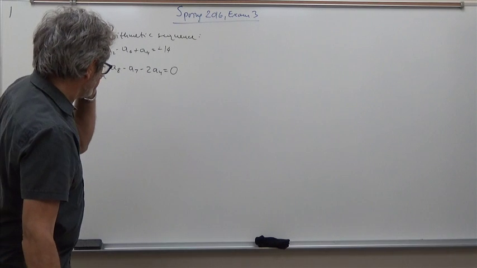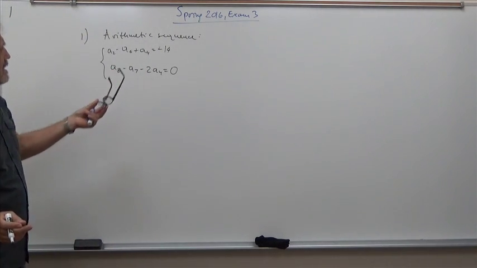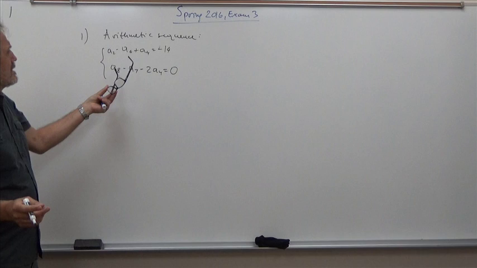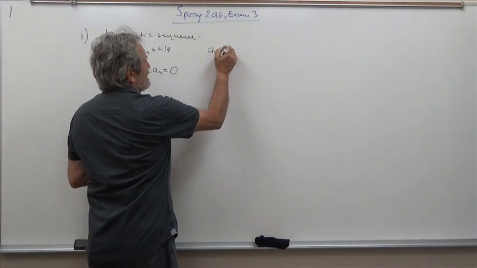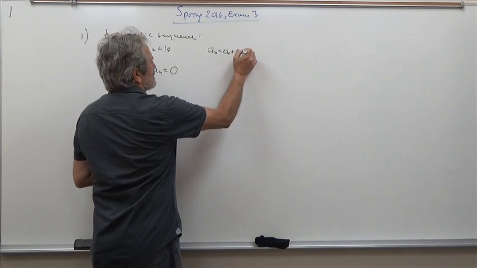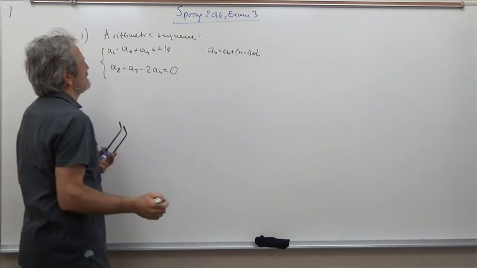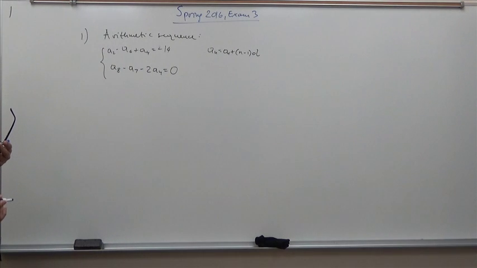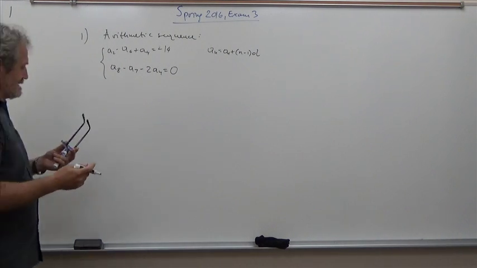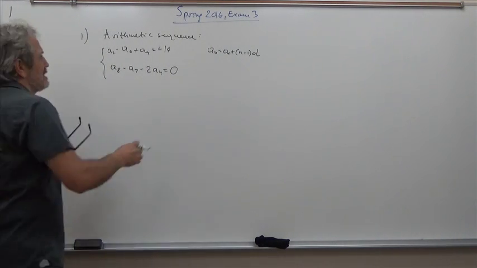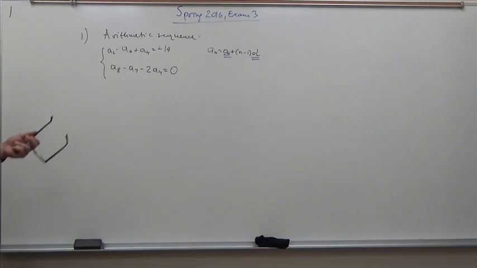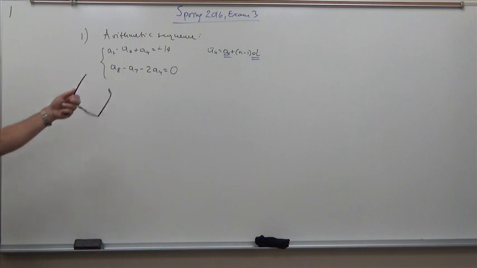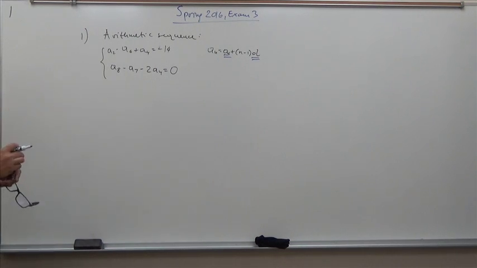The main idea here is to recall that each of these members of an arithmetic sequence can be represented using the formula an equals a1 plus (n minus 1)d. So of course a1 and d are unknowns, so we need to solve for a1 and d, but we will represent all this information in terms of a1 and d.